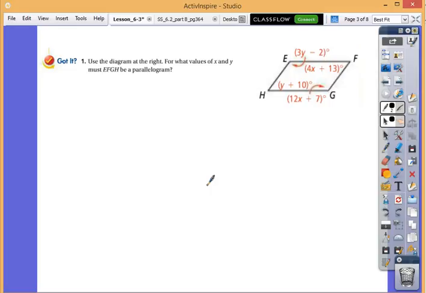Look at your ways. If you can't use opposite angles or congruent, what can you use if you have all four angles? Consecutive angles are supplementary. So that's how I would solve this. I would do 4x plus 13 plus 12x plus 7. I'm going to add 12x and 4x and get 16x, and that's going to equal 180 because they're supplementary. I'm going to add 13 and 7 and get 20.